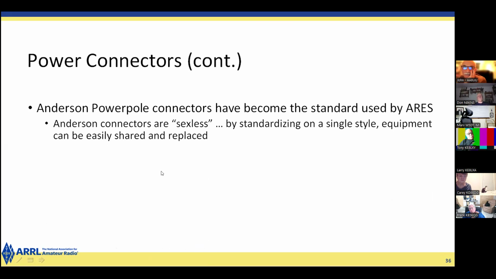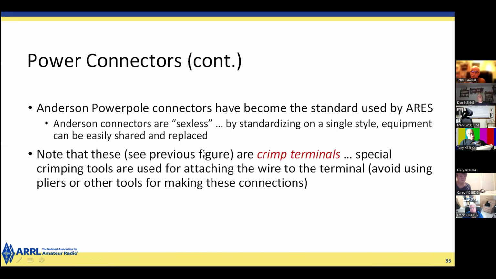Power connectors. Anderson Powerpole connectors have become standard used by ARES. Anderson connectors are sexless. By standardizing on a single style, equipment can be easily shared or replaced. It is nice to have the same connector on everything. It sure is, because it costs more though. Yeah, costs a lot more. Oh, yeah, I just went through that with my new power supply.